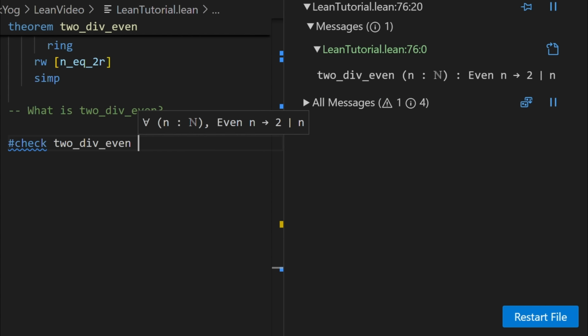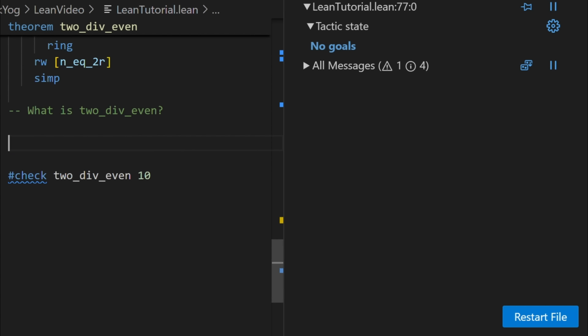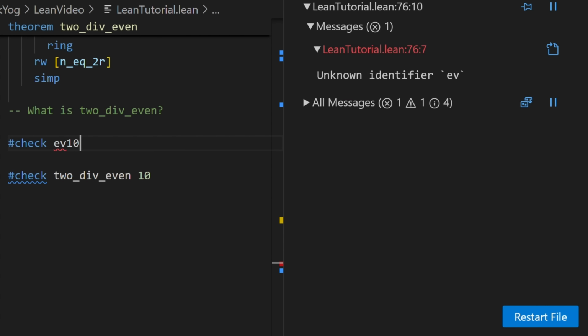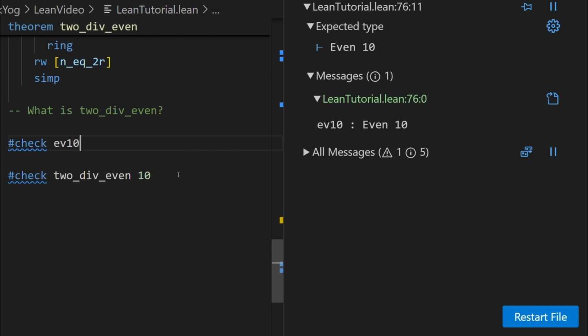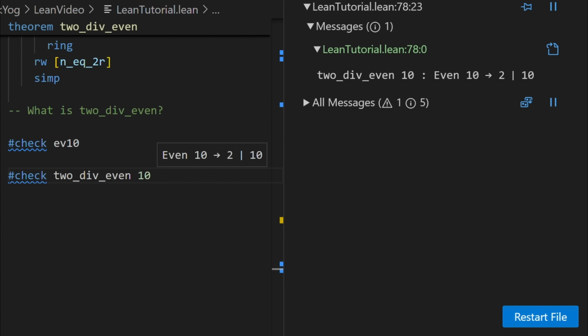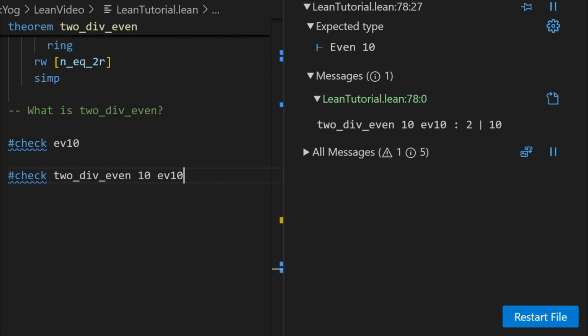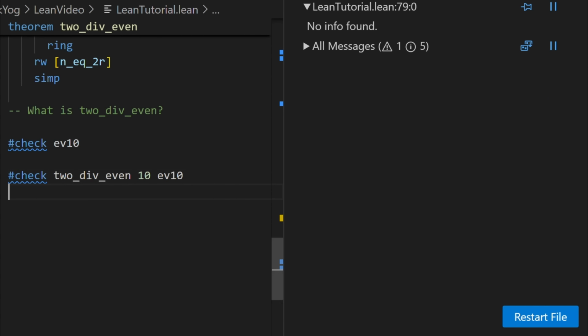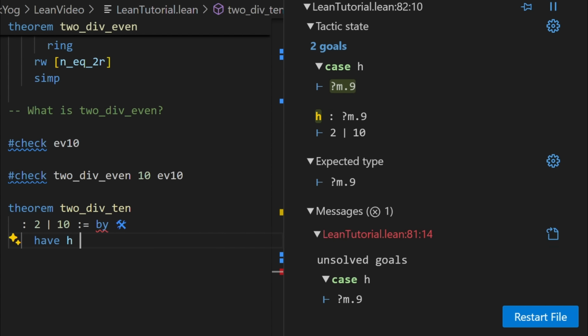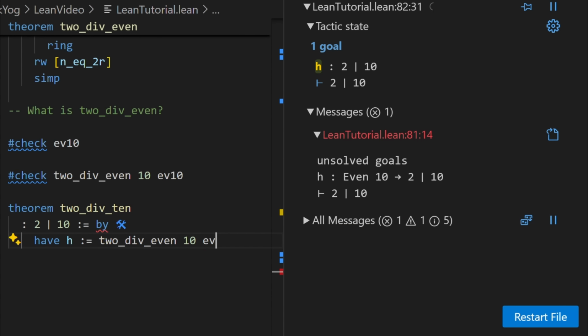If I give it 10 as input, it is now the proof of even 10 implies 2 divides 10. Do I have a proof of even 10? Yeah, EV10, which we proved before. Give that as input and look, it's now the proof of 2 divides 10. Hence, I could prove 2 divides 10 by having h be 2div even on 10 and EV10.